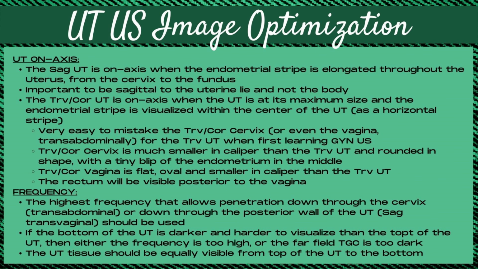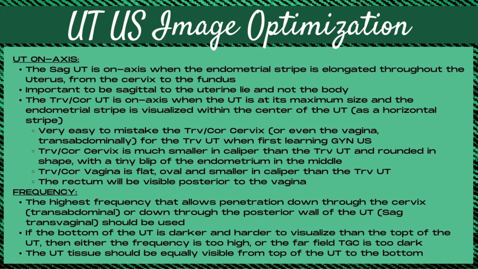Now let's talk about ultrasound image optimization for the uterus. The most important thing is to ensure that the uterus is on axis. And the sagittal uterus is on axis when the endometrial stripe is elongated throughout the uterus from the cervix to the fundus. And it's really important to be sagittal to the uterine lie and not the body. Remember all the different positions that the uterus can lie within the pelvis.